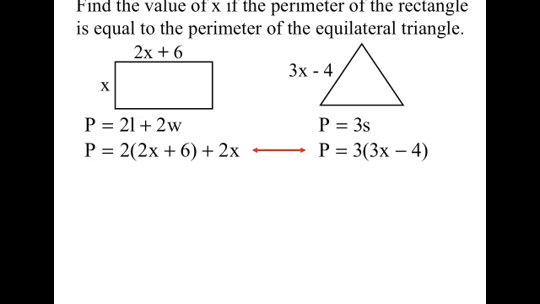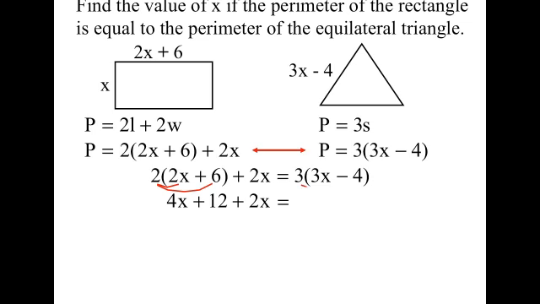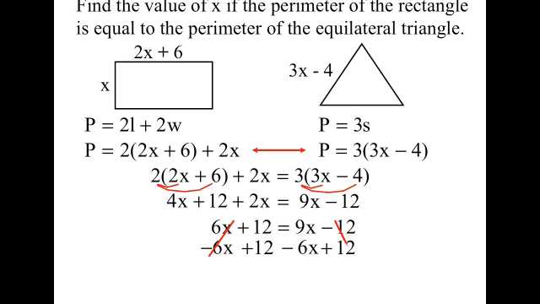Now distribute. Okay, now let's go back up to the directions. Find the value of x if the perimeter of the rectangle is equal to the perimeter of the equilateral. Sorry about that. Boy, this is bad tape. So set them equal to each other. So we know that the perimeters are equal, so we can just set them equal, distribute, and solve for x. And x is equal to 8.